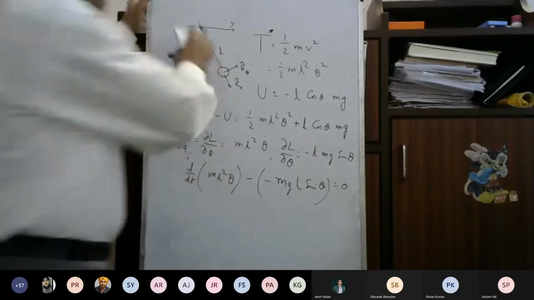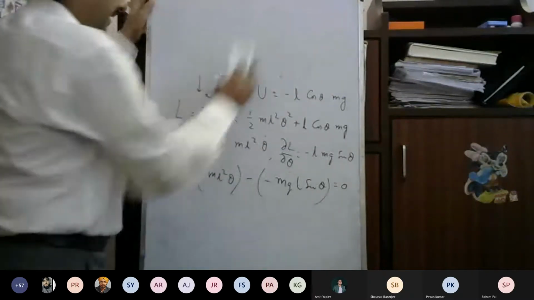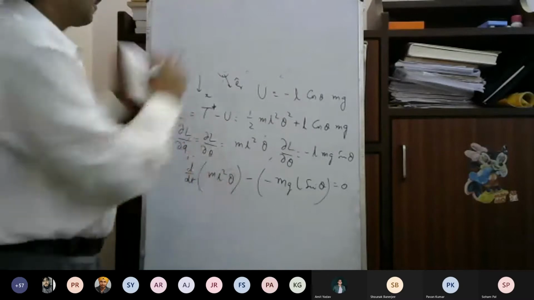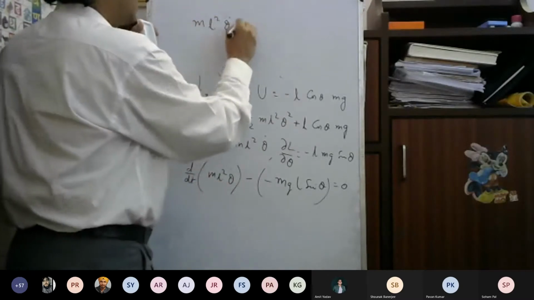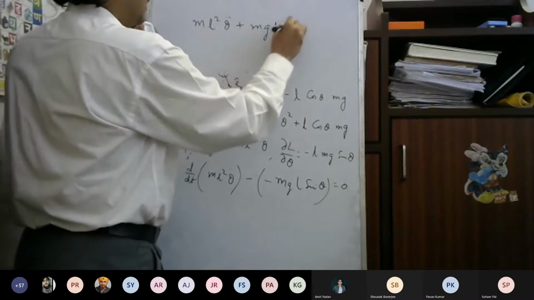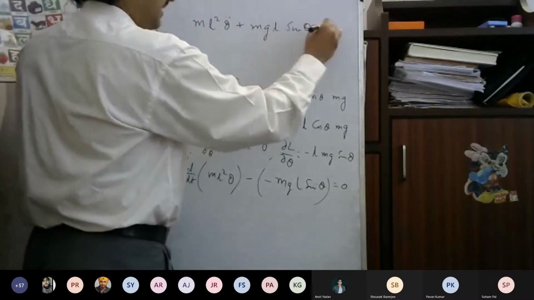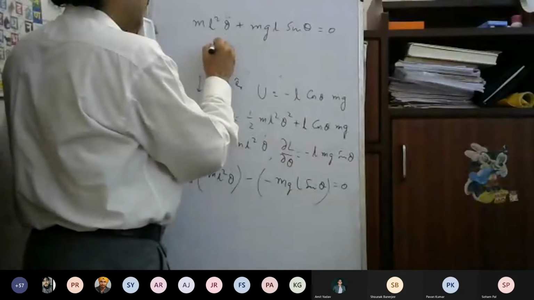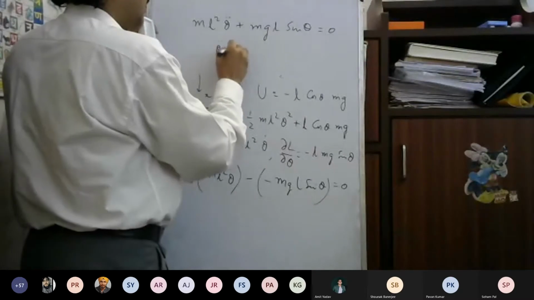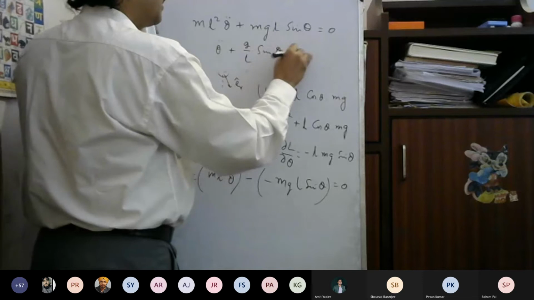If you rearrange this term and take the derivative, it becomes very simple: m L square theta double dot plus mgl sine theta equals 0. Once again, we get the equation L theta double dot plus g sine theta equal to 0. This is our equation of motion.